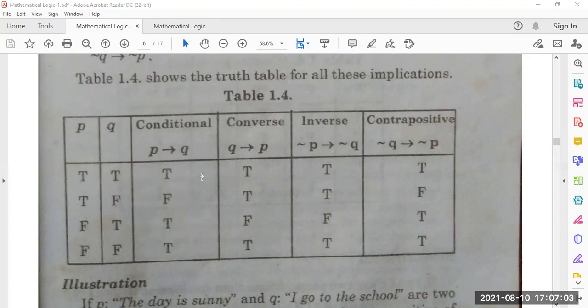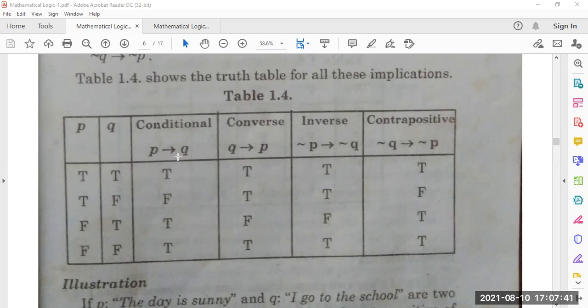Now converse. Converse means Q implies P, right? Q implies P. Here false implies true is true, then true implies false is false. So T to F is F. Q implies P: TT is T, FT is T, TF is F, FF is T.